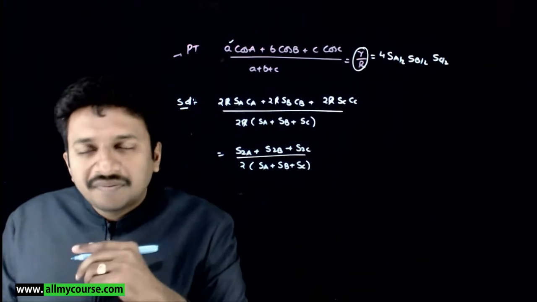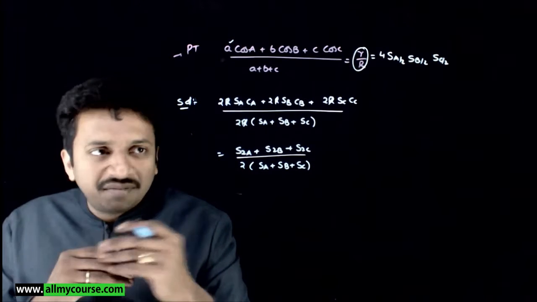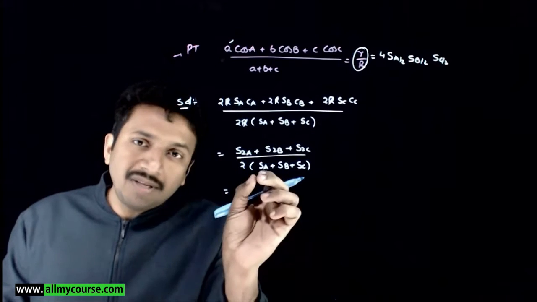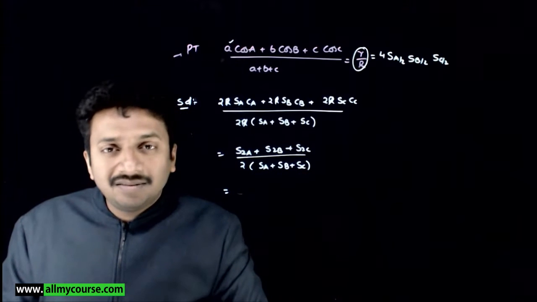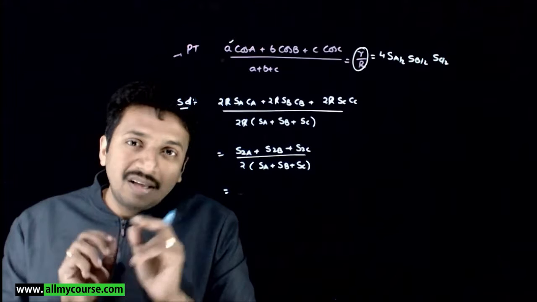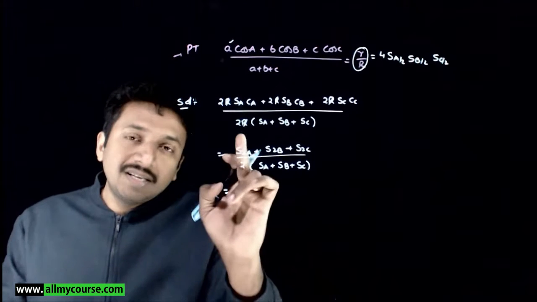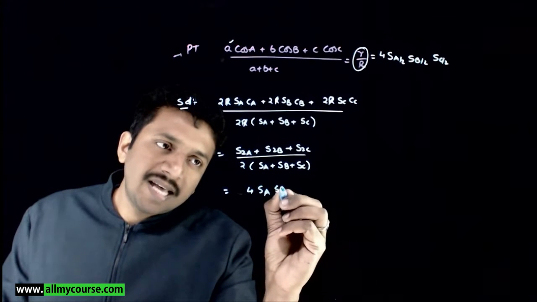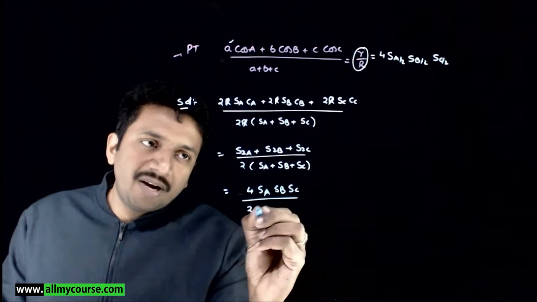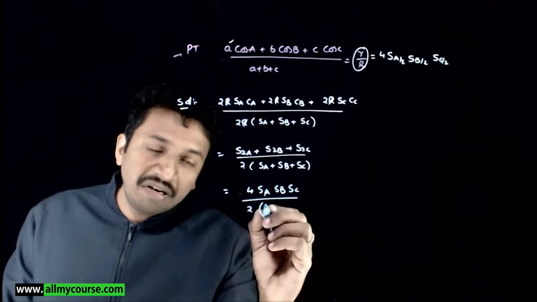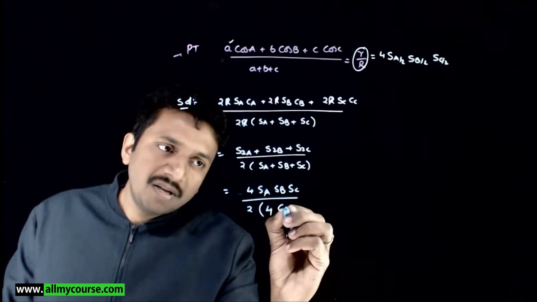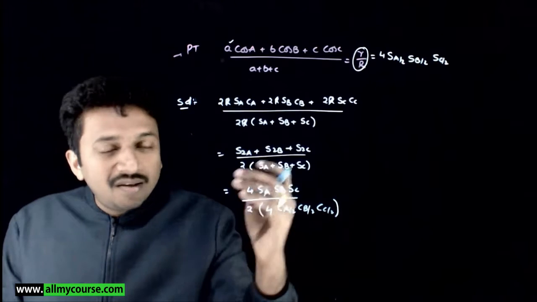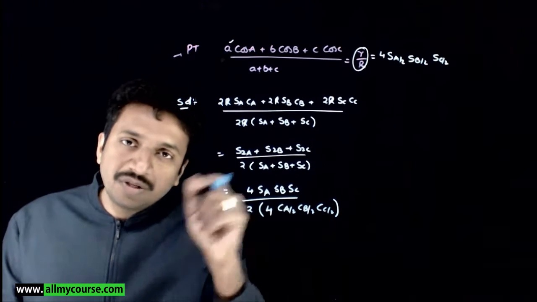divided by 2 times sine A plus sine B plus sine C. Again, remember the conditional identities that we have derived. So, sine 2A plus sine 2B plus sine 2C, in the denominator you have sine A plus sine B plus sine C. If A plus B plus C is equal to 180 degrees, sine 2A plus sine 2B plus sine 2C is 4 sine A sine B sine C, divided by 2 times sine A plus sine B plus sine C, which we have derived in the conditional identities, is equal to 4 times cos A by 2 cos B by 2 cos C by 2. You can very easily derive this using the transformation formulas.